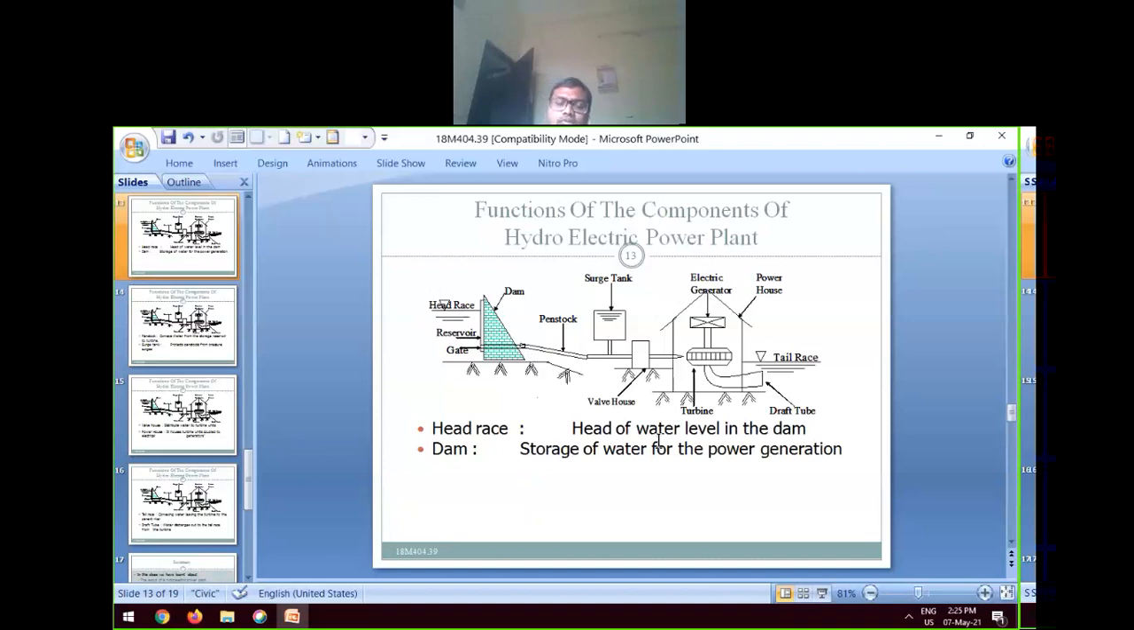It contains different parts: spillways, canals, channels, different gates and different arrangements, so that at the higher portion of the dam we can go up and watch the level of water.